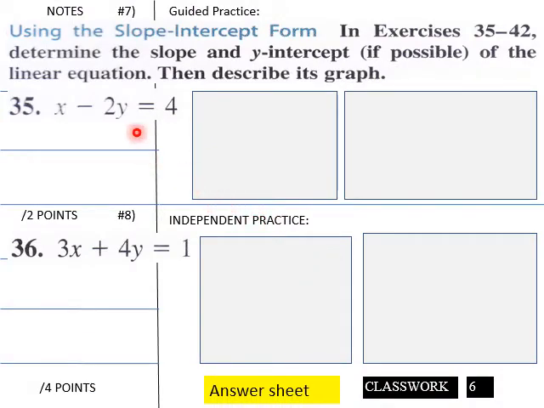Okay, let's go into our guided practice here. Determine the slope and y-intercept, if possible, of the linear equation that describes the graph. So the first step here is to solve for y.